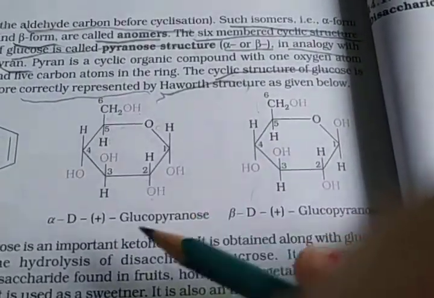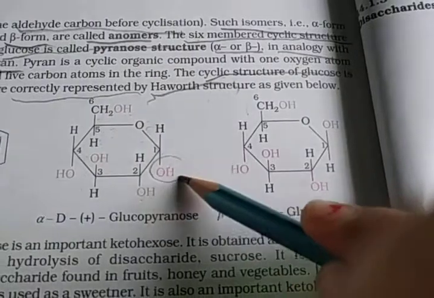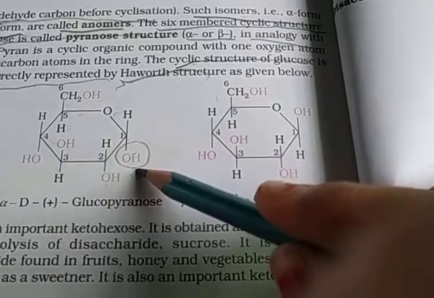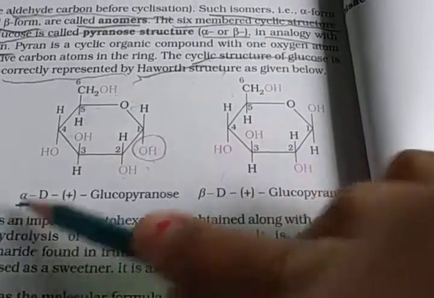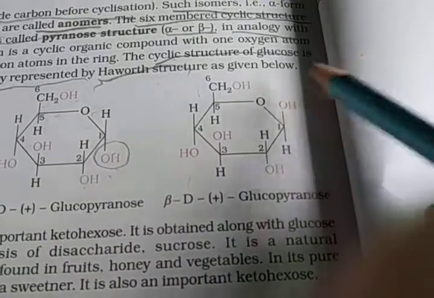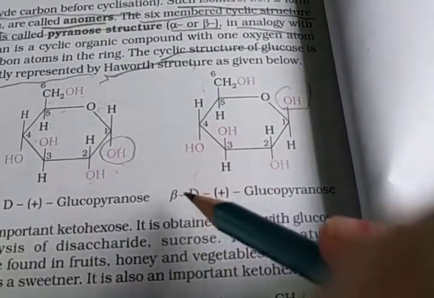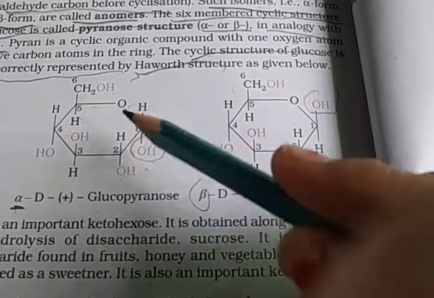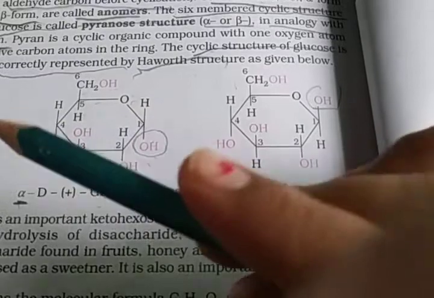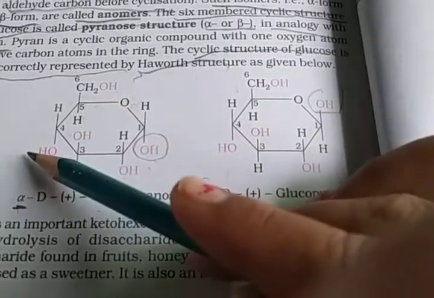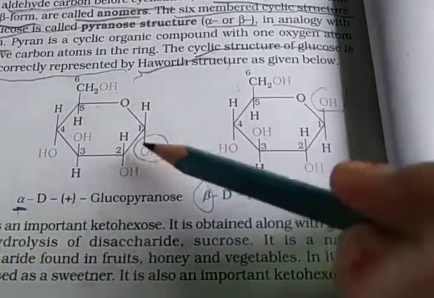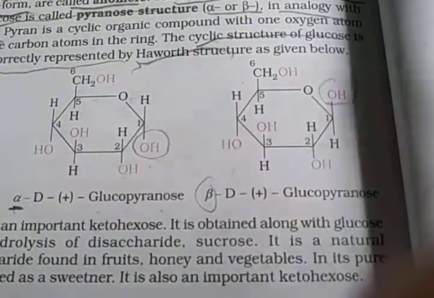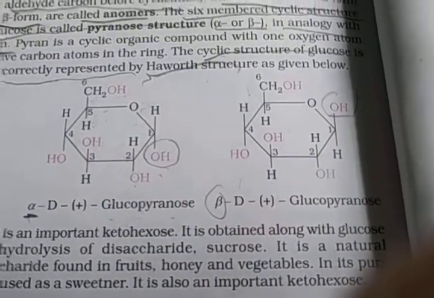Here you see OH on the left-hand side, from the oxygen this is the right-hand side, so it is alpha. And then here OH on the upper side, on the left-hand side of the oxygen, so it is beta. D you already know, positive glucose. But according to the pyran structure, its name is glucopyranose. It is also glucopyranose, but one is alpha and one is beta.